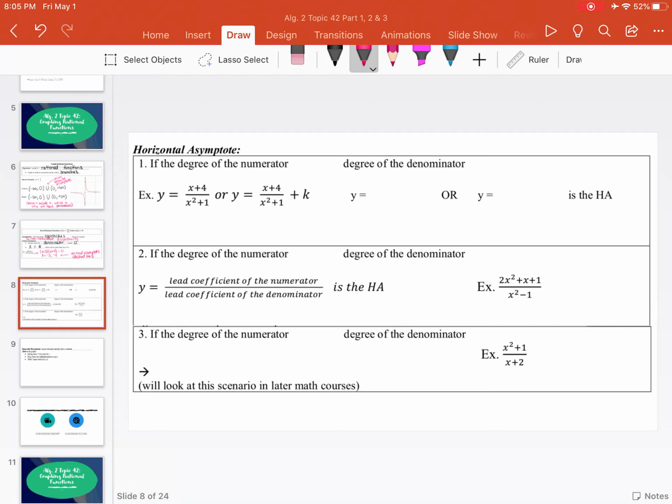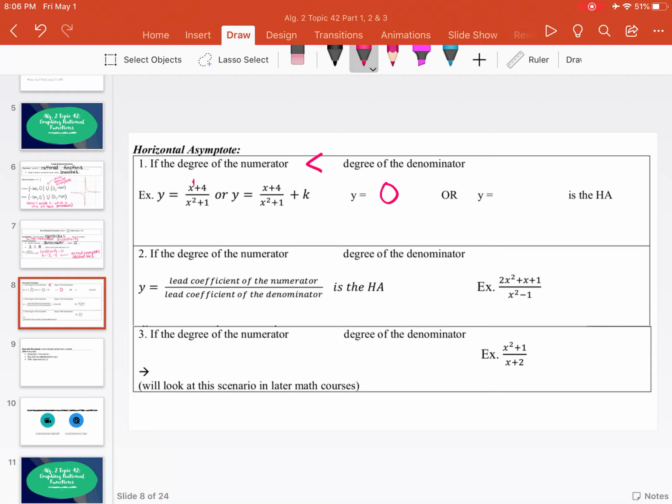So if we look at our problem, and if we notice the degree of the numerator is less than the degree of the denominator, and when I say degree, I'm referring to the highest degree, the highest power. So in our example here, we have y equals x plus 4 divided by x squared plus 1. So the degree in the numerator, the highest power is 1, whereas in the denominator, it's 2. So 1 is less than 2. Our horizontal asymptote will be y equals 0. And again, since we're dealing with a horizontal line, it's y equals.